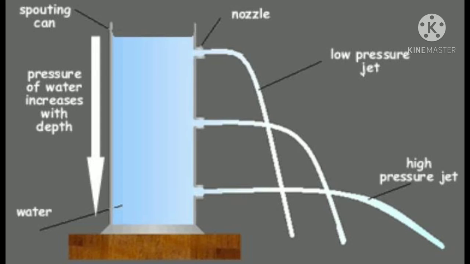Next, the third point is that the pressure of a liquid increases with depth. Now can you see, there is a can with 3 nozzles, placed vertically, and water is filled in it. The hole at the lower position of the can has the highest pressure, the middle one has a little lower, and the first, at the upper point of the can, has low pressure. What we can conclude here is that the pressure of the liquid increases with depth.